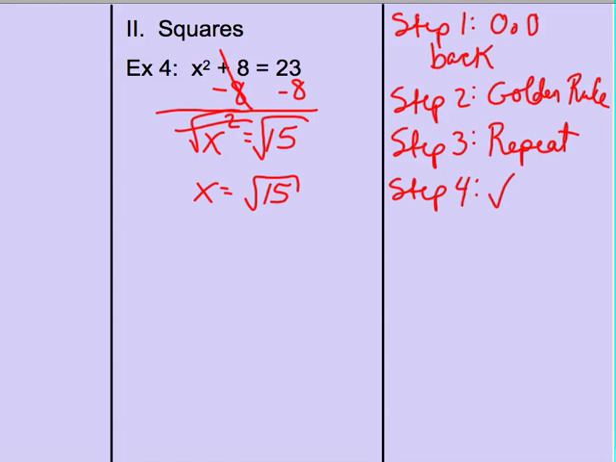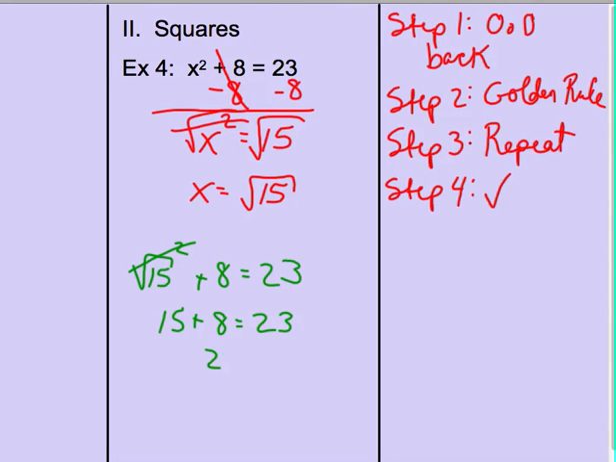And since 15 isn't a perfect square, we're not actually going to check our answer on this one. Actually, no, this one's easy to check. Let me show you. So we're going to substitute it back in. And what do a square root and a square do to each other? We just saw several examples where they cancel each other out. So I don't have to know what the square root of 15 is to know that the square will cancel it, leaving me with 15. And 15 plus 8 is 23. So it checks out.